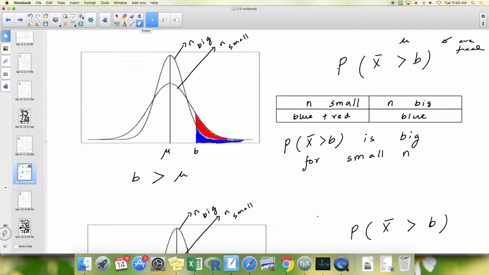So what do you think? Blue plus red is bigger than blue, right? I mean, that's obvious. Blue plus red is bigger than blue. That means the tail is big for n small.